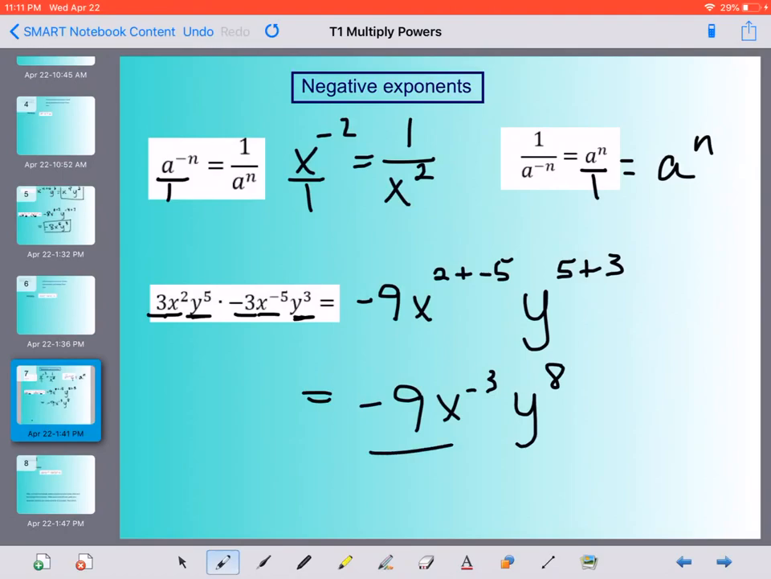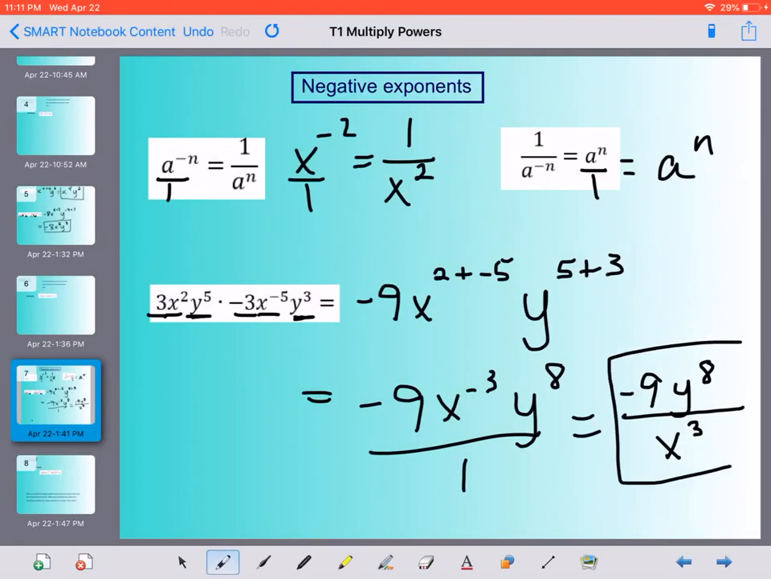Now this is all over 1. I do have a negative exponent, x to the negative 3, so we need to simplify that and make it positive. So I know I'm going to have a fraction. Negative 9 does not have a negative exponent, so it's going to stay in the numerator. X to the negative 3 will be positive in the denominator, and y to the 8th is positive, so it will stay in the numerator.